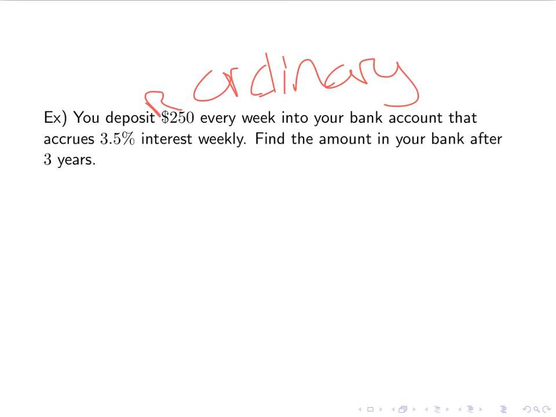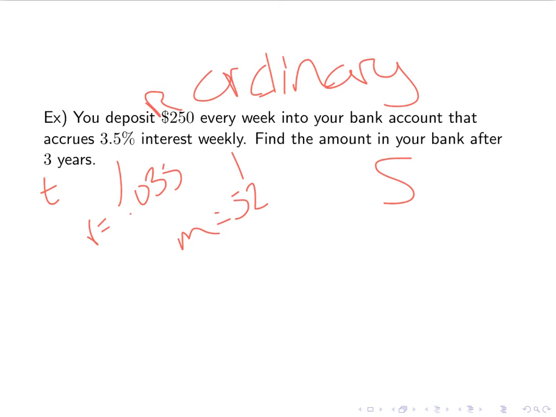250 is my repeated payment, so that's capital R. Weekly, M is 52. There are 52 weeks in a year. Little r is 0.035. And then the 3 years is T. Find the amount in your bank after the 3 years. That's the future amount, so we're looking for S. So we're solving for S using ordinary annuity. That's the top left, or the first equation in that little 2x2 square.